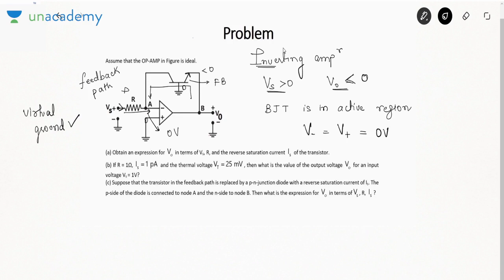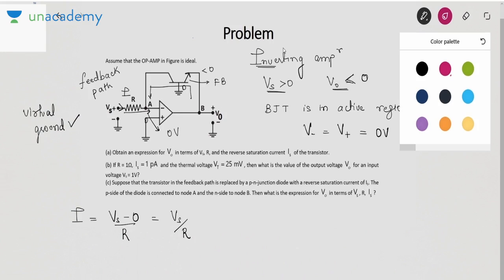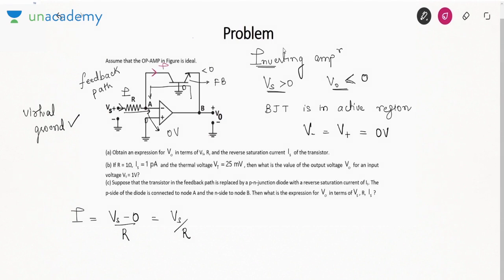So what will be this current I? I will be Vs minus 0 by R, that is Vs by R. Okay. So I will be Vs by R. Now this current I cannot enter the OPAMP. If it cannot enter the OPAMP, it will go here. This will be the current I. If you assume beta of transistor is high, IC will be approximately IE. So this current will also be I.